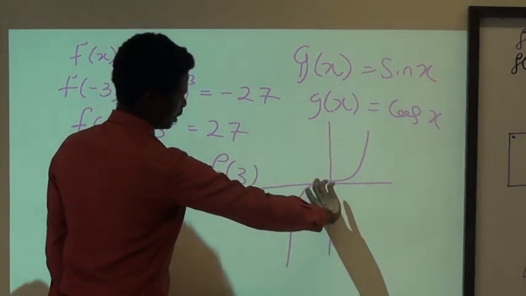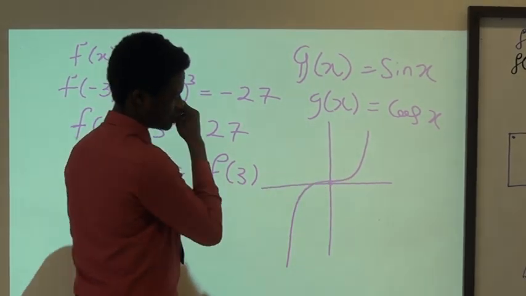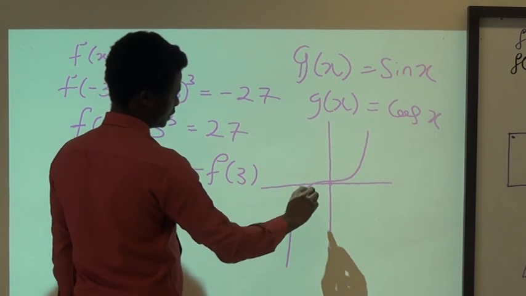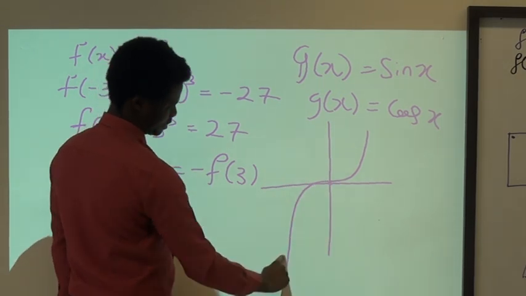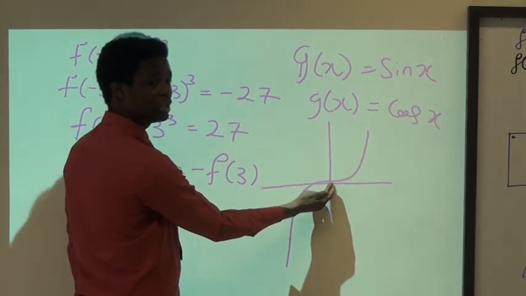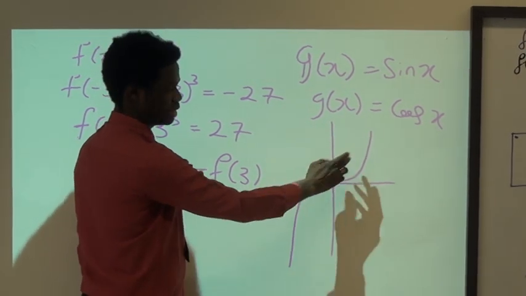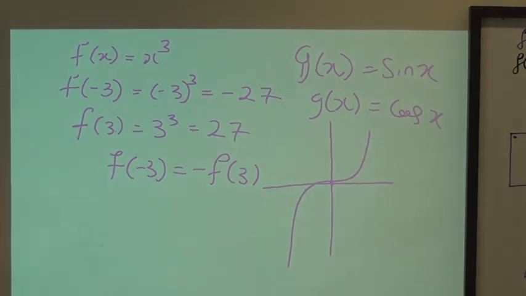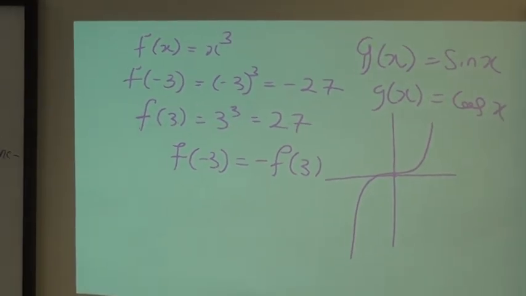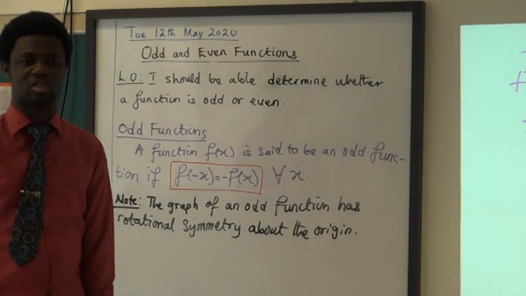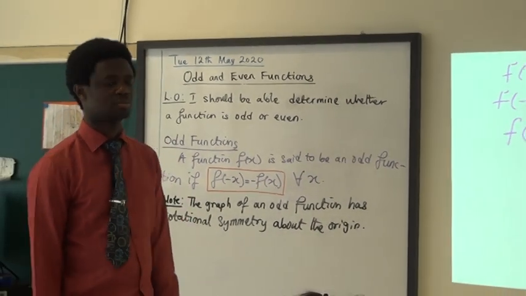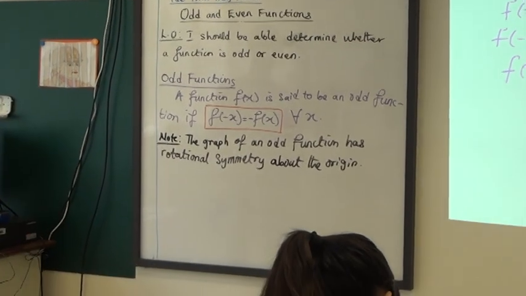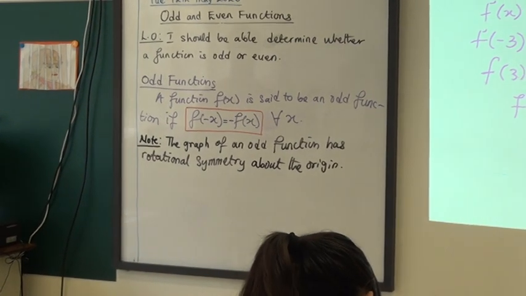If you move this shape, unfortunately I can't move this. If you move this shape about here, this part comes here, right? Then you have the same thing. Okay? So it may not be, did I say a rotational symmetry? So let's just say rotational symmetry without talking about the order. Okay? So that's an observation if the function is an odd function.